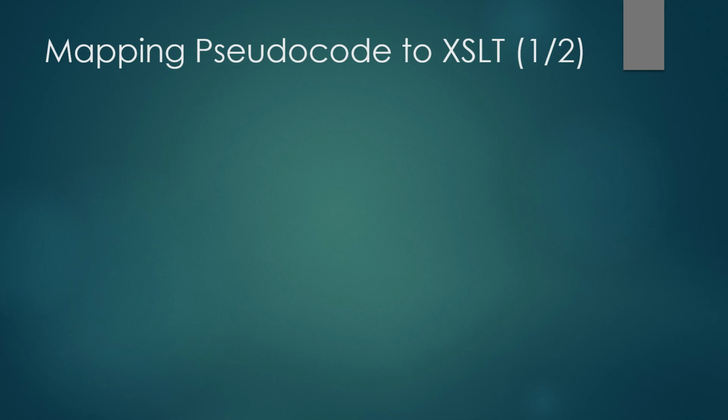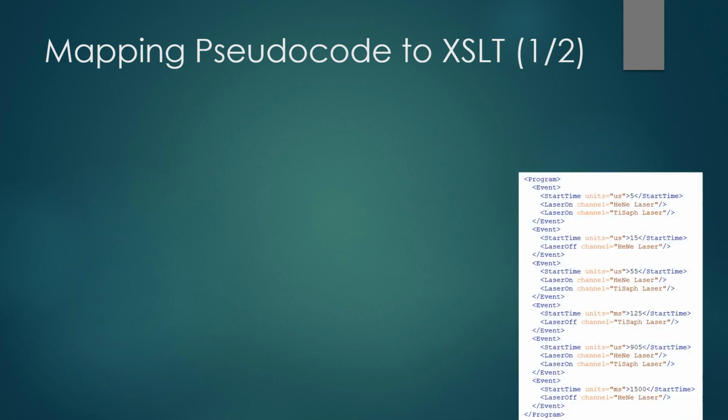So mapping the pseudocode to the XSLT is fairly straightforward. We're going to break up each one of those pseudocode steps and see what the code in XSLT looks like. Here's our source program. The first rule of our pseudocode was find all unique occurrences of the channel attribute. That is an XPath expression, right? We want a node set that has just, in this case, two channel attributes.